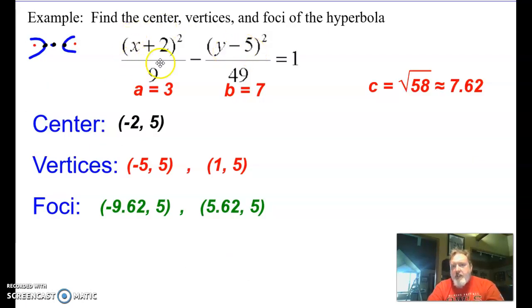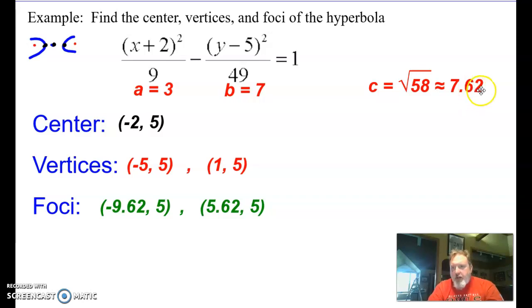All right, here they gave us the equation. Again, x squared is first, so we know, in a very rough sketch, it opens left and right. We can get a and b just by taking the square roots right here. And our center point is at (-2, 5). So that's the first thing we can find. We can find c, since we have a and b, so 9 plus 49 is 58. The square root of that is 7.62.